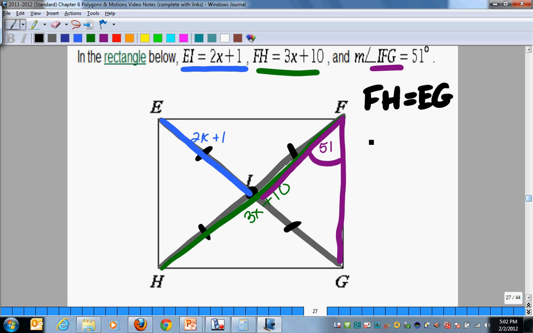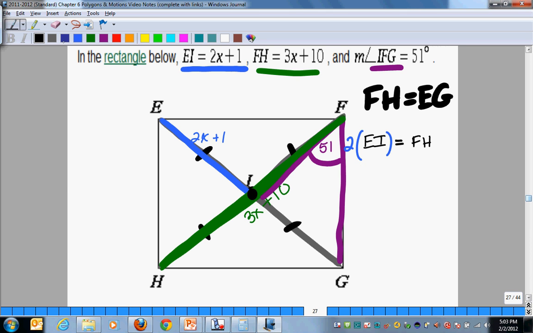Let's ask ourselves, what do we know about EI and FH? If you look very carefully, they are not equal. That's very important that you're not too hasty with that. These segments here are not equal. But what we do know, because in the middle there is a midpoint at I, we know that 2 EIs equals 1 FH.